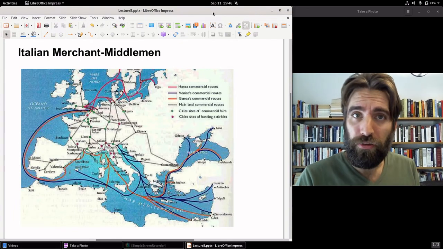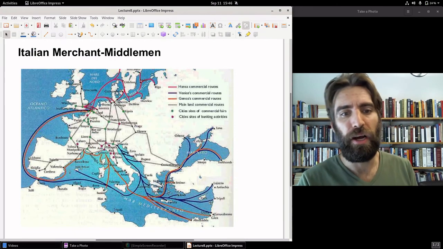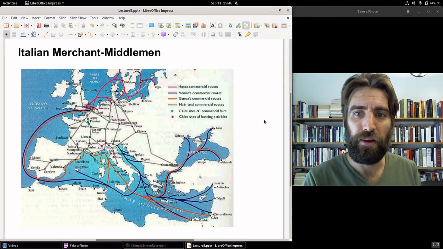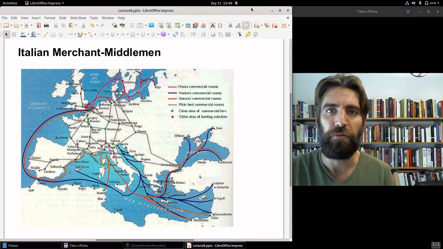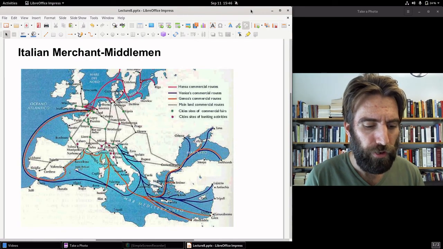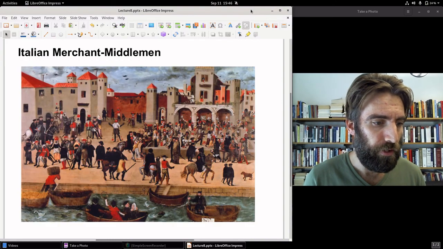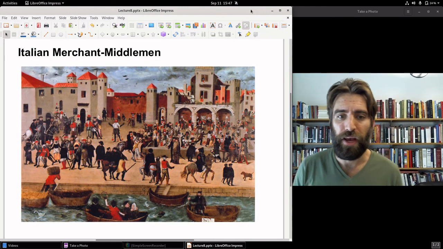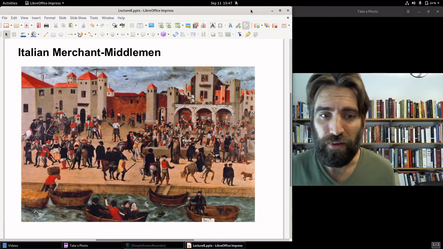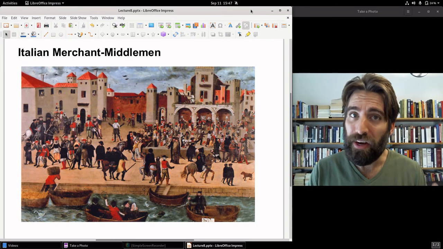When the Atlantic Ocean is opened up, and when new routes are opened up by the Portuguese that go around the continent of Africa and bypass the Italians, these Italian merchants suffer, because they're no longer the center of that commercial universe. Before then, they become quite wealthy indeed, and in fact, in these Italian city-states, merchants have more power than anywhere else in Europe. Politically, they have more power.